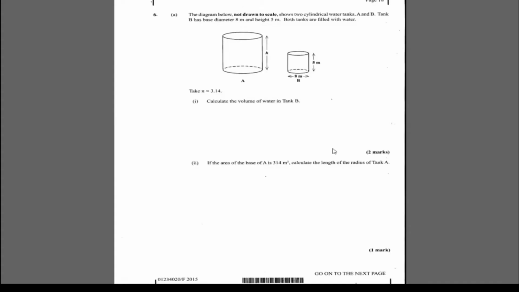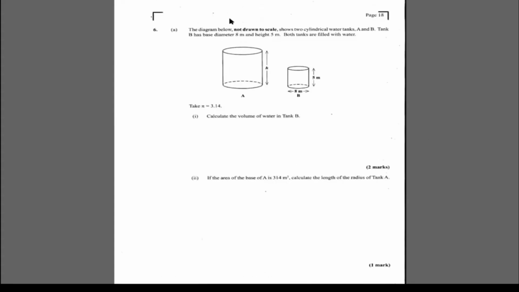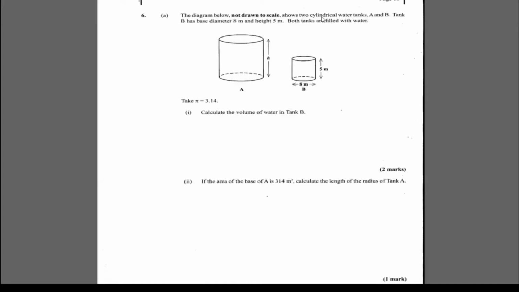Six goes further to ask us. The diagram below, not drawn to scale, shows two cylindrical water tanks, A and B. Tank B has a base diameter of 8 and a height of 5. Both tanks are filled with water. Calculate the volume in tank B.